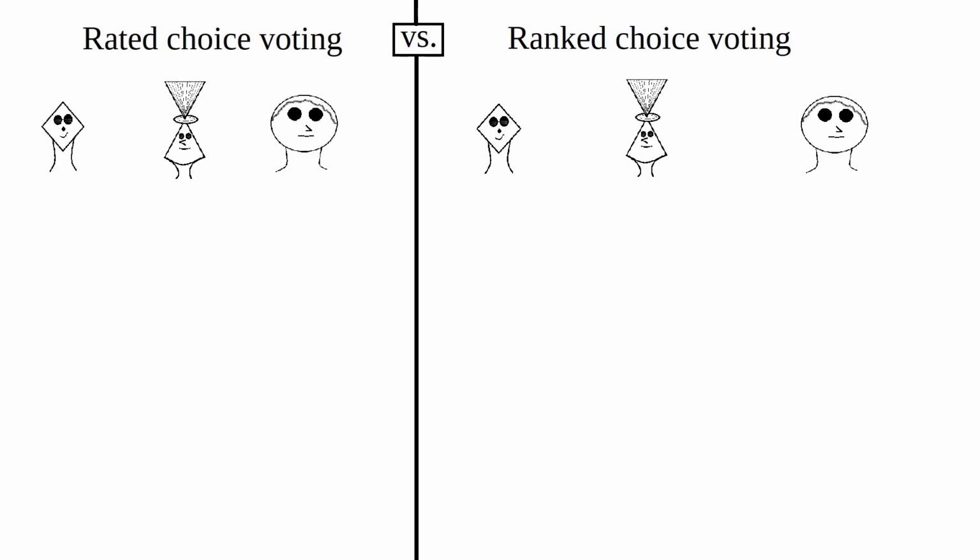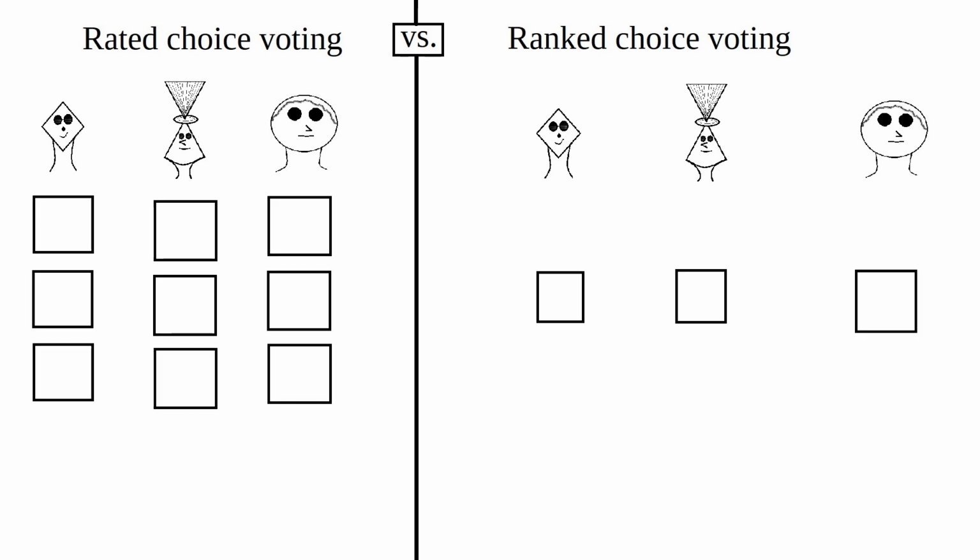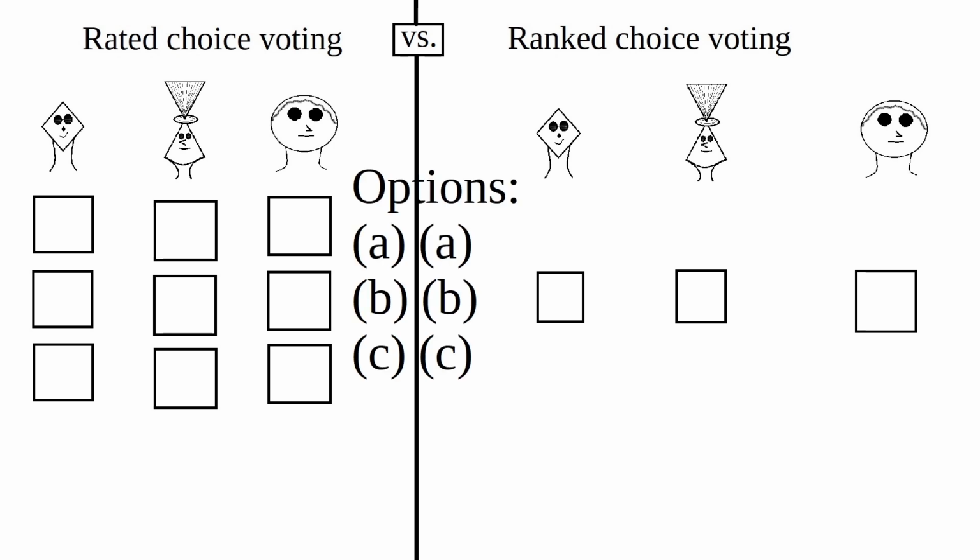We have Squarehead Dude, Hourglass Top Hat Lad, and Circle Sam. The options are A, B, and C, and represent whatever you want. For this situation, they'll just remain letters for simplicity.